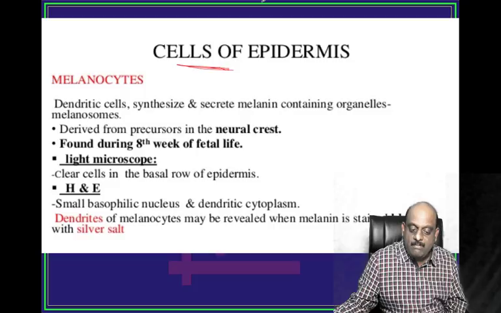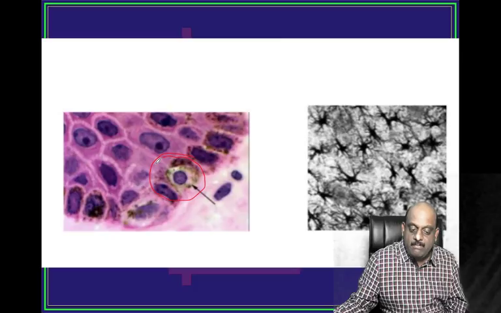Now, doctor, melanocytes. Typically they are derived from the neural crest. One of the favorite questions: 8th week of fetal life. And the dendrites of these melanocytes typically are stained black with silver salt. So this is how the melanocytes typically look.